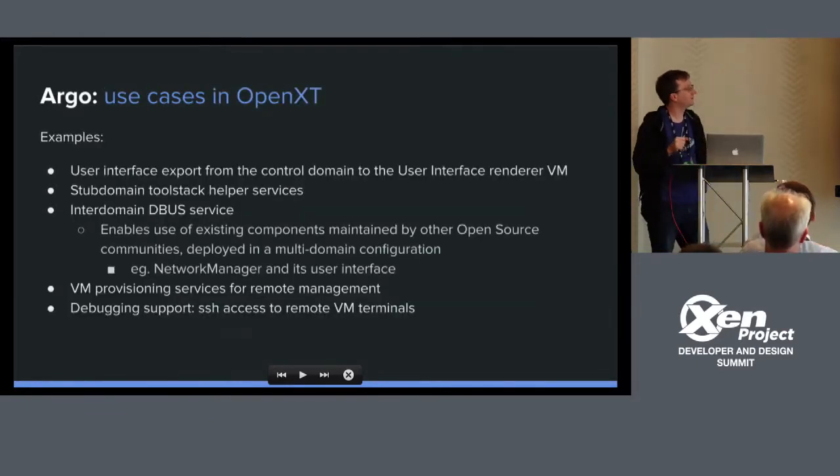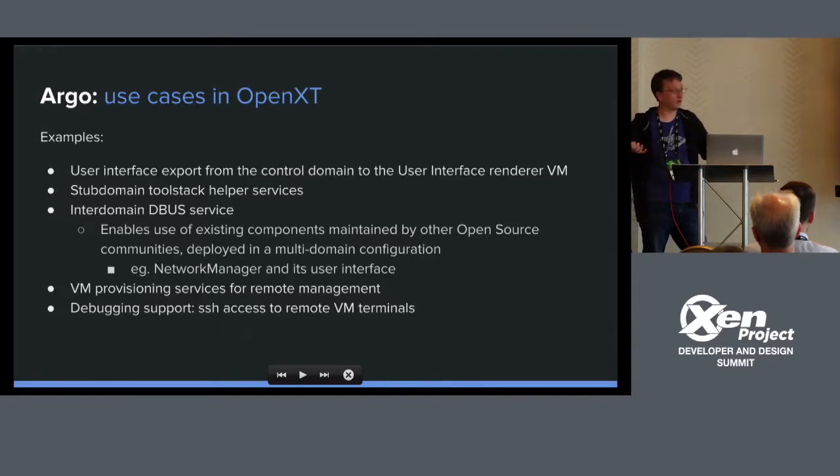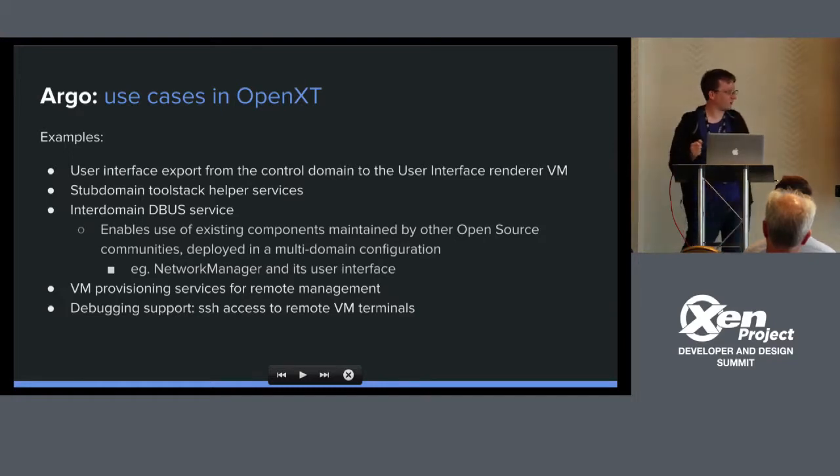So these are the use cases we have for Argo in OpenXT at the moment. It enables basically a seamless replacement of network transport between VMs. So anywhere where you think I want to send a data stream between VMs, Argo is a viable use case. So we export the user interface from the control domain to the actual UI renderer domain. All of that data goes over an Argo socket. Yeah, a series of different use cases. The last one, debugging support, is really handy.